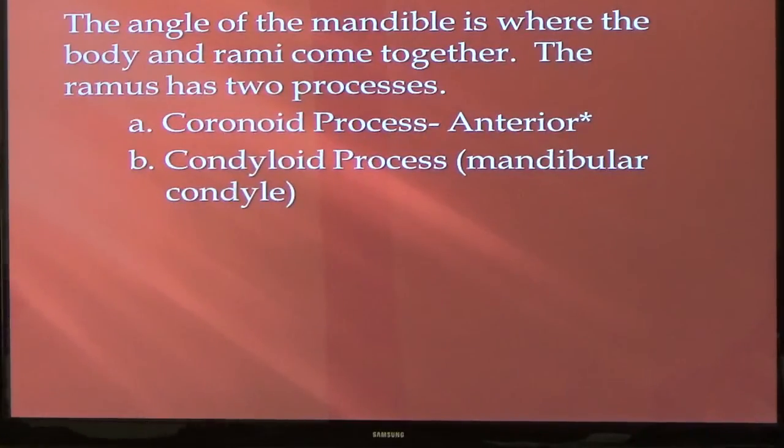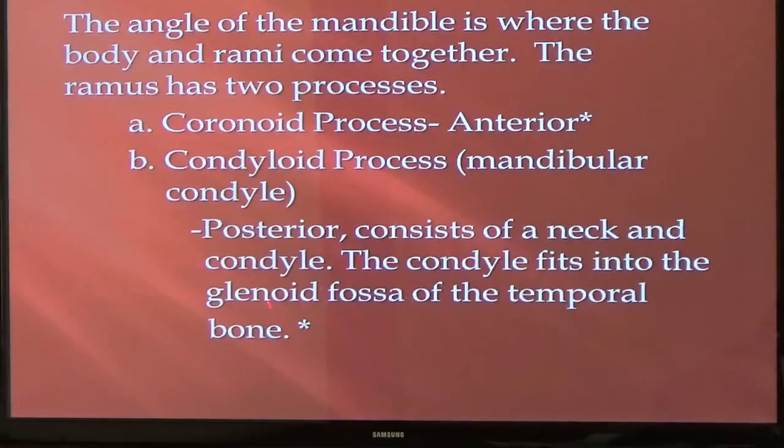The 2 processes are the extensions of the ramus: coronoid, condyloid. The condyloid is the posterior one. It consists of a neck. Okay, so it's got a neck here.